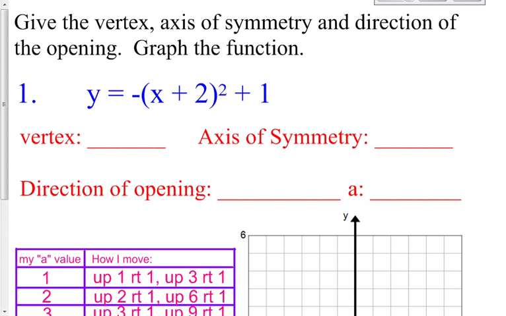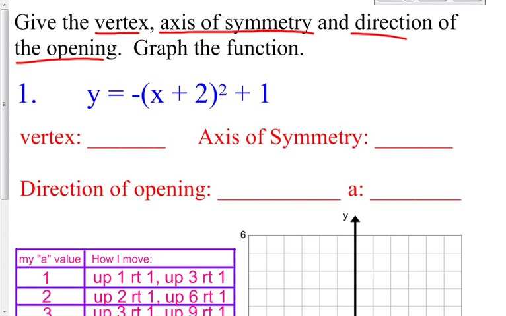Hello class, and welcome to the continued lesson of 6.6 Vertex Form of Parabolas. In this video we're going to actually graph them, and we're going to see the benefit of having them in vertex form, because it's very easy to spot the vertex, the axis of symmetry, and the direction of opening. So that's going to be the first three things in these directions. Give the vertex, axis of symmetry, and the direction of opening.